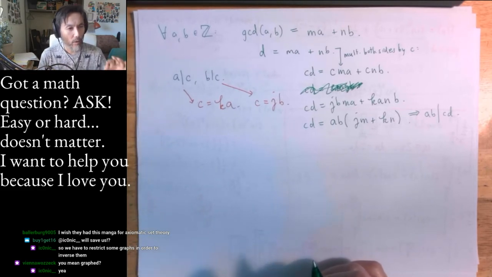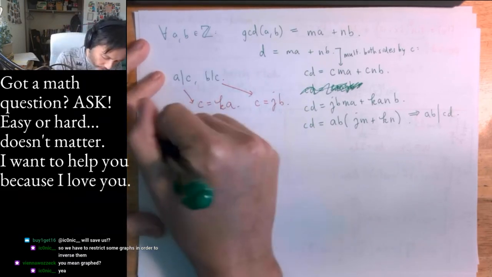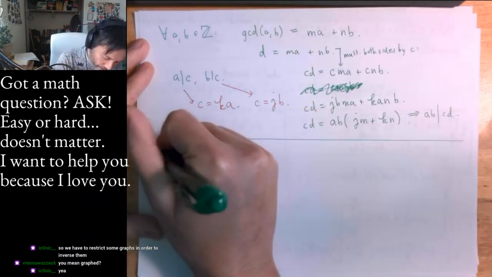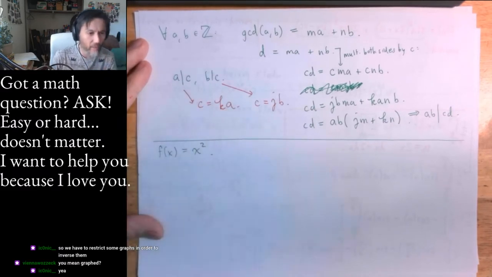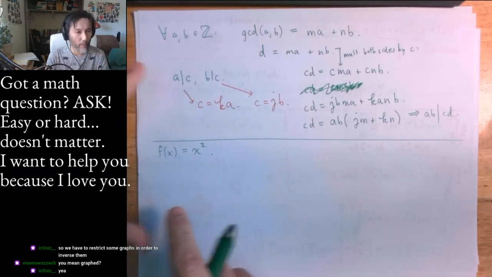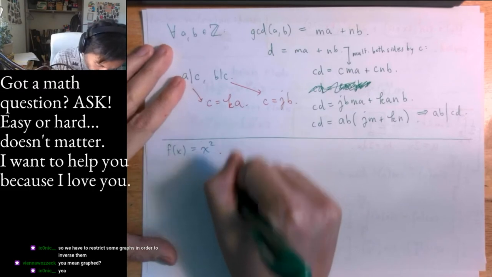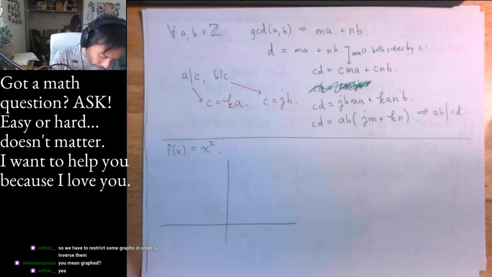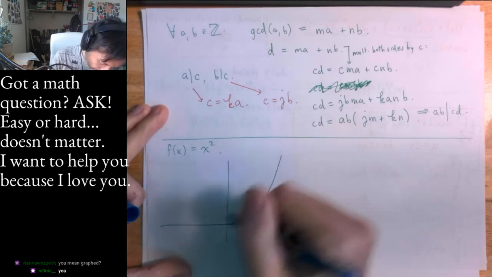And there are functions out there which are not injective. Let me show you one. You know this function. You've seen it. It's, I think, the easiest example of a non-trivial, non-injective function, f of x equal to x squared. If we draw its graph, it looks like this.